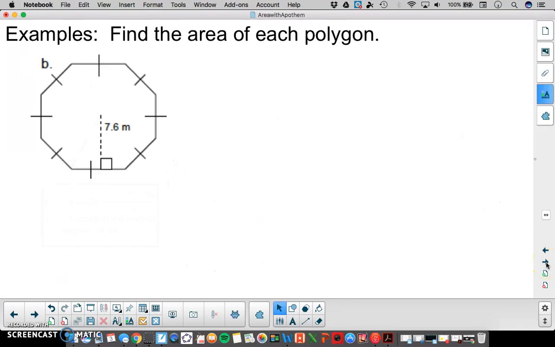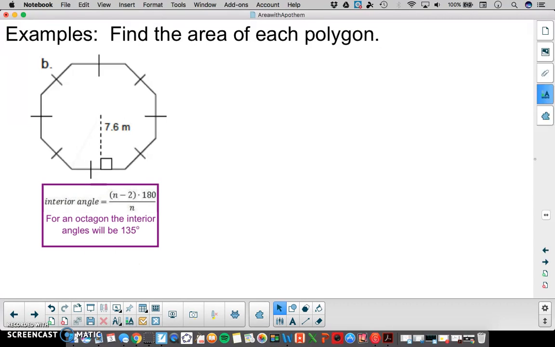In this example, I want you to find the area of this octagon. I'll give you a couple of hints here. Remember how to find the interior angles of a polygon. The formula is 180 times n minus 2, divided by n. When we do that for the octagon, we'll get interior angles of 135 degrees. So if the interior angles are all 135, when we draw this little triangle with the apothem and radius, that 135 degrees will be cut in half to create that 67.5 degree angle. And notice you're given the apothem and need to find the perimeter.